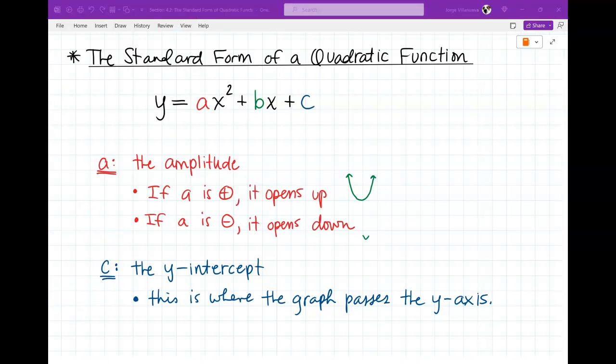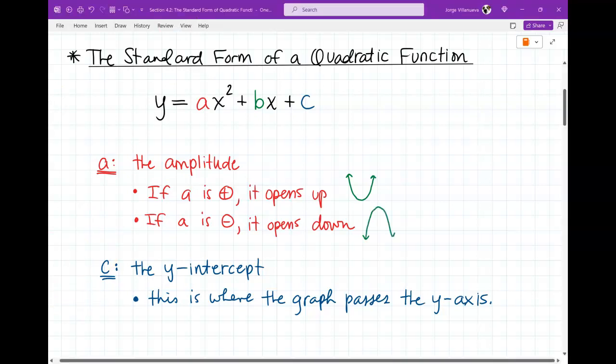All right, so sorry about that. I had to pause it because the pen stopped responding. So there you go, opening down, right? If a is negative, it's opening down.